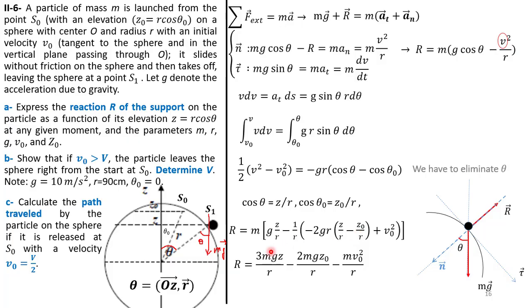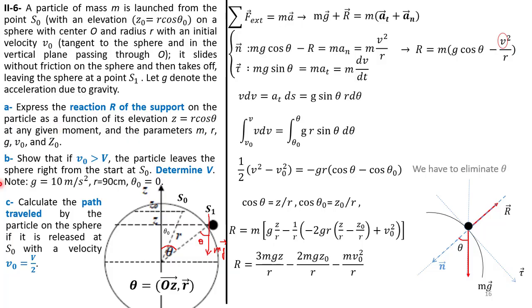Therefore, by adjusting the form of R, we can finally obtain R equal to 3mgz over r minus 2mgz0 over r minus m v0 squared over r. And this is the expression of the reaction of the support on the particle as a function of z, as a function of m, r, g, v0, and z0. And finally, R is equal to m over r, parenthesis, 3gz minus 2gz0 minus v0 squared. So we answered part A.